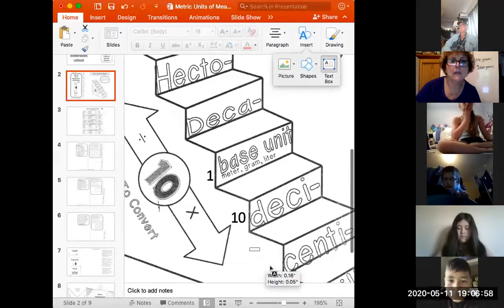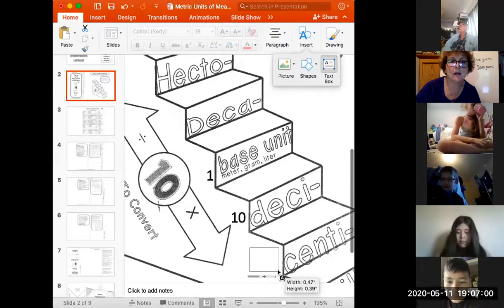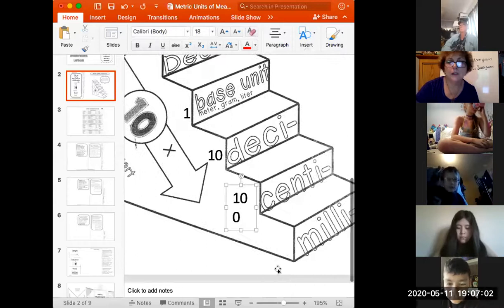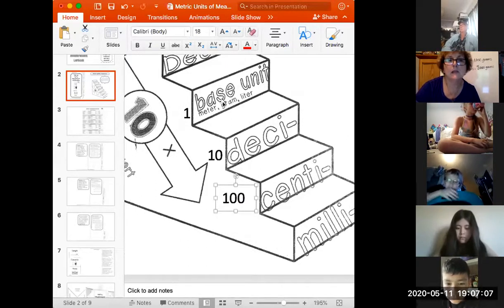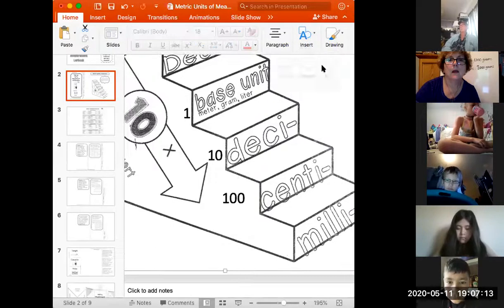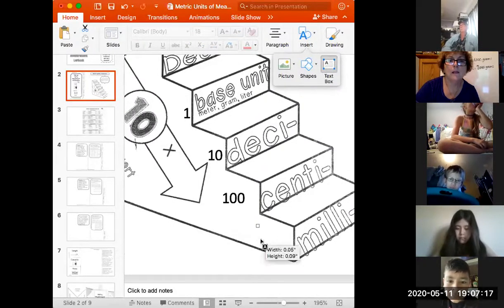Then on centimeters, it takes 100 centimeters to equal 1 base meter. And then it takes 1,000.